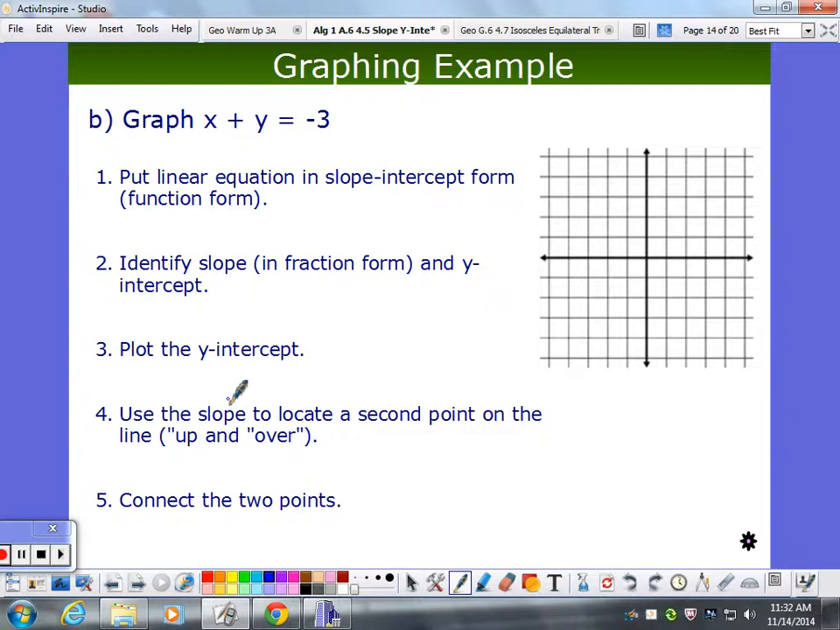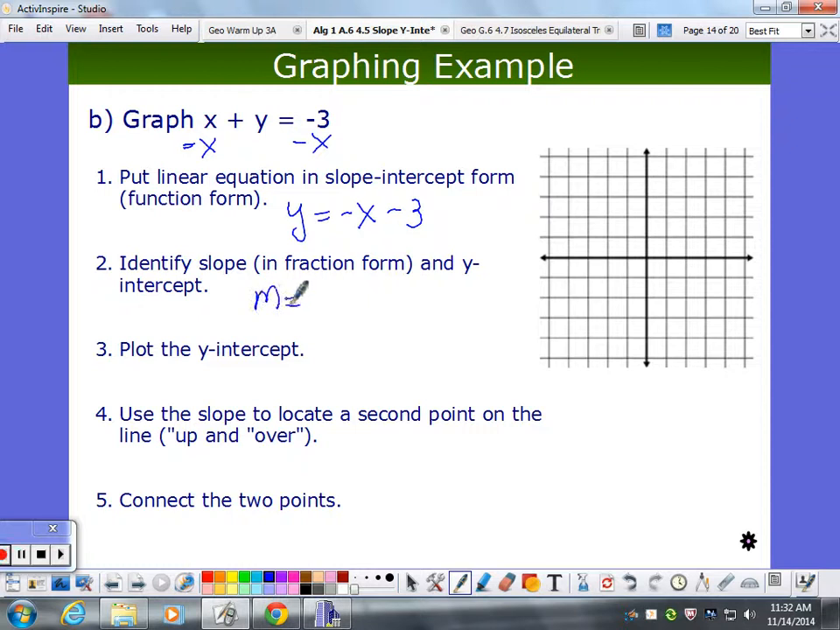We got it. Okay, so put the linear equation in slope-intercept form. Is it in slope-intercept form? No, I want y equal. So how do I get it there? Subtract x. So I'm getting y equals, all right, I'm going to put my negative x first, and then it's a minus 3. So it's y equals negative x minus 3. That's my slope-intercept form.